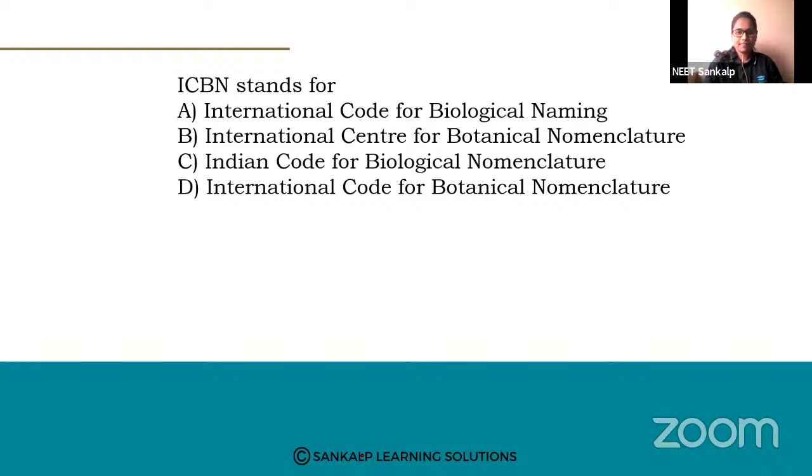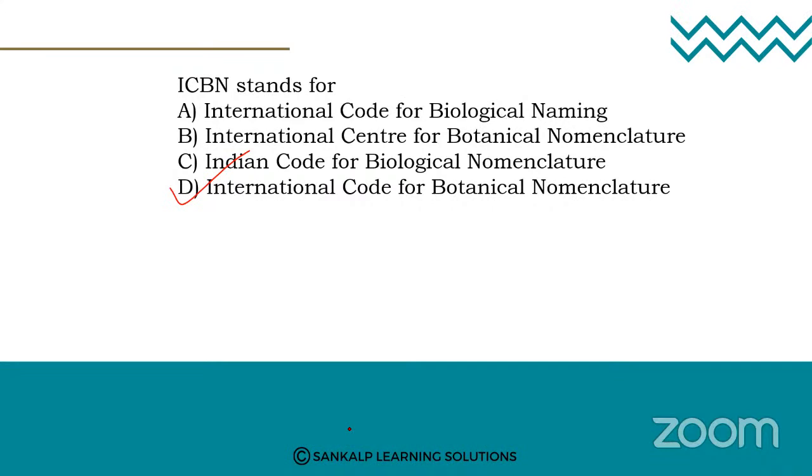Next, just a minute. The name is not visible here. Hemant answered it as option D. Hanumamma answered it as option D. So International Code for Botanical Nomenclature, that is option D, is the right answer. Option D is the right answer. Just a minute, guys. Okay. Next question.